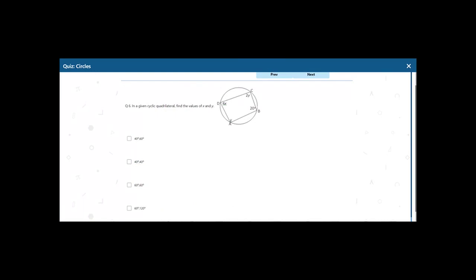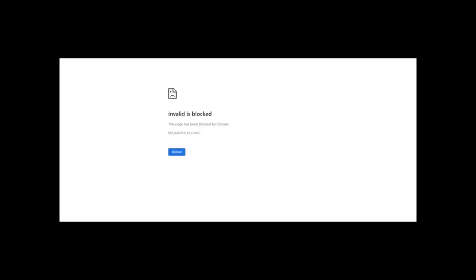Danaya? Find the values of X and Y. Yeah. Something happened. I'm reloading, okay? Something happened.